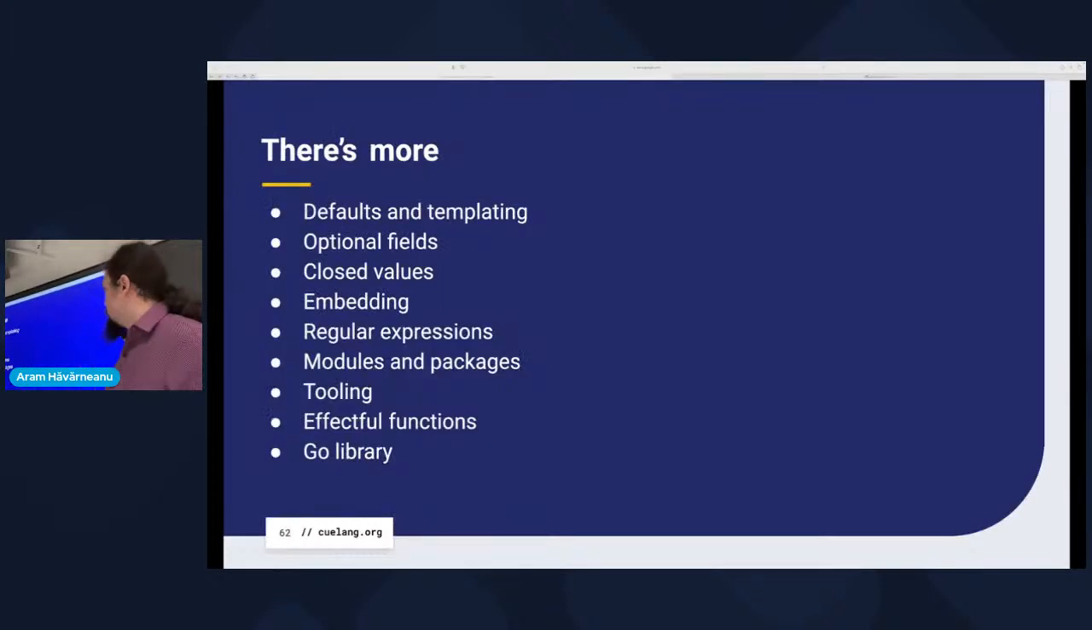Now this was just a very basic and very quick tutorial on Q. So there are many things missing. For example, we have ways to specify default values, which come very useful when you try to create something like a template. We have optional fields, closed values where you cannot add things to structs, embedding, which kind of works like Go struct embedding. We can use regular expressions for predicates. We have a package system, and there's lots of tooling. The tooling layer can do all kinds of things.